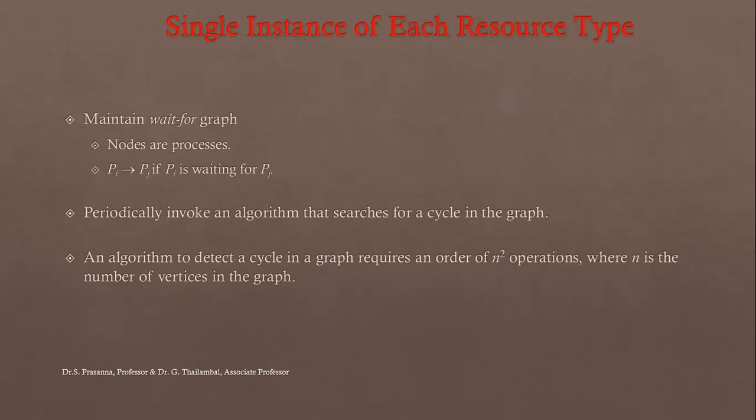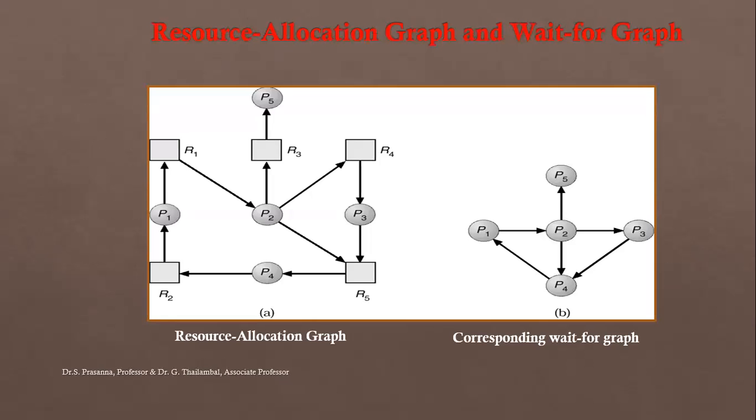An algorithm to detect a cycle in a graph requires an order of n squared operations, where n is the number of vertices in the graph. Resource allocation graph and wait-for graph. In this resource allocation graph, each process will be allocated resources, and some processes will request other resources to be allocated. With this resource allocation graph, we can draw a corresponding wait-for graph.